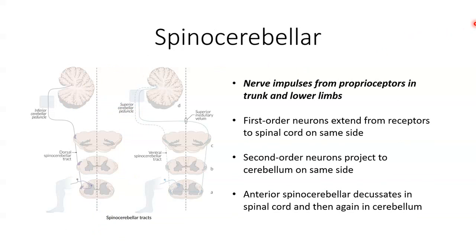So lastly, we have our spinocerebellar, which is our two neuron pathways with the information going up to our cerebellum. We have an anterior and a posterior tract, but we're actually going to combine them today and look at them as one.